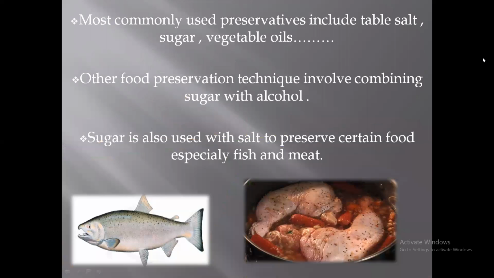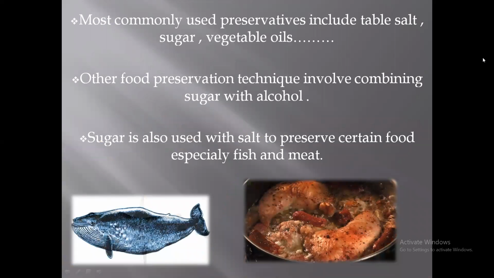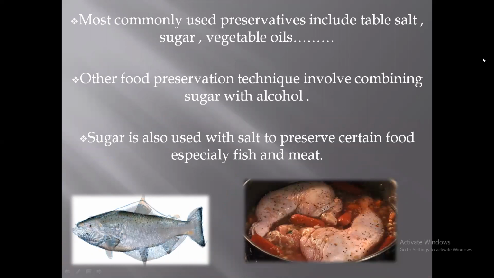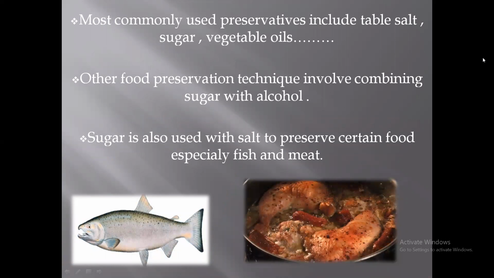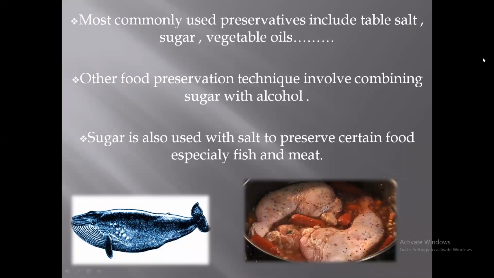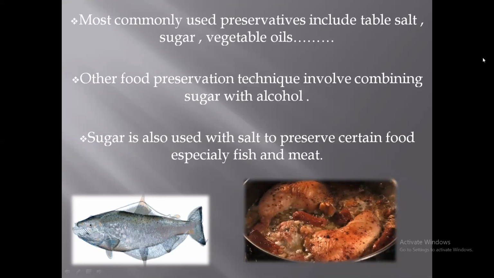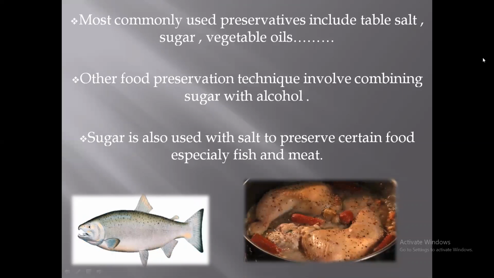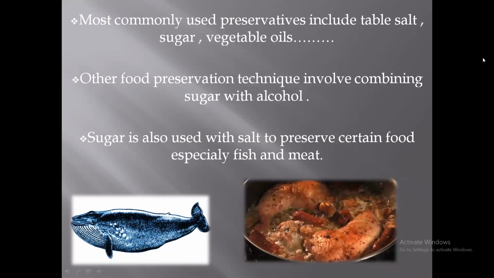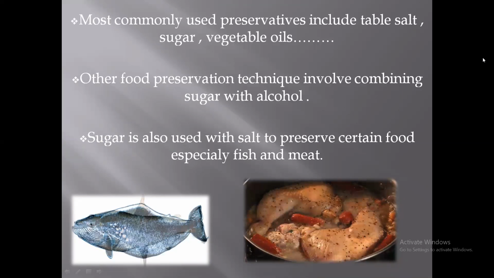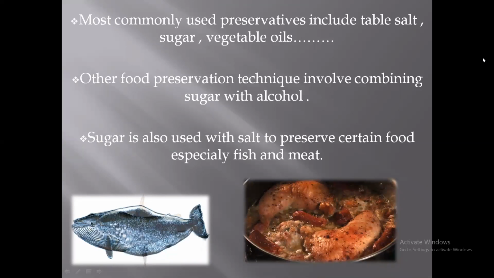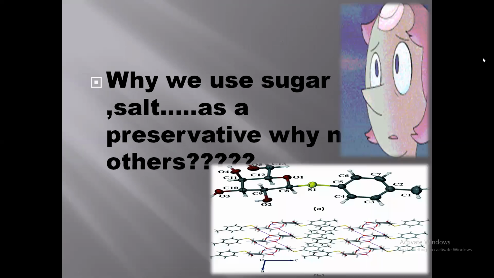Now, we will see the most commonly used preservatives in our routine life: table salt, sugar, and vegetable oils. Other food preservation techniques involve combining sugar with alcohol. This combination of sugar with alcohol is used in the production of brandy. And sugar is also used with salt to preserve certain foods, especially fish and meat.